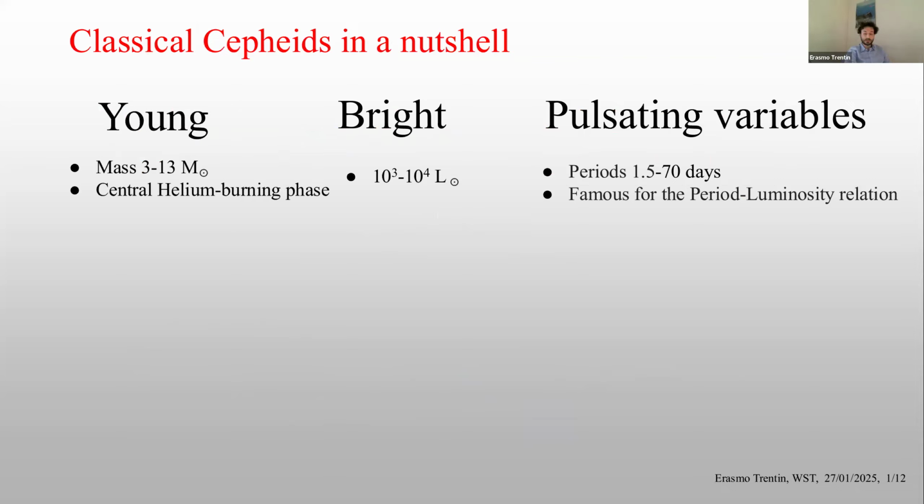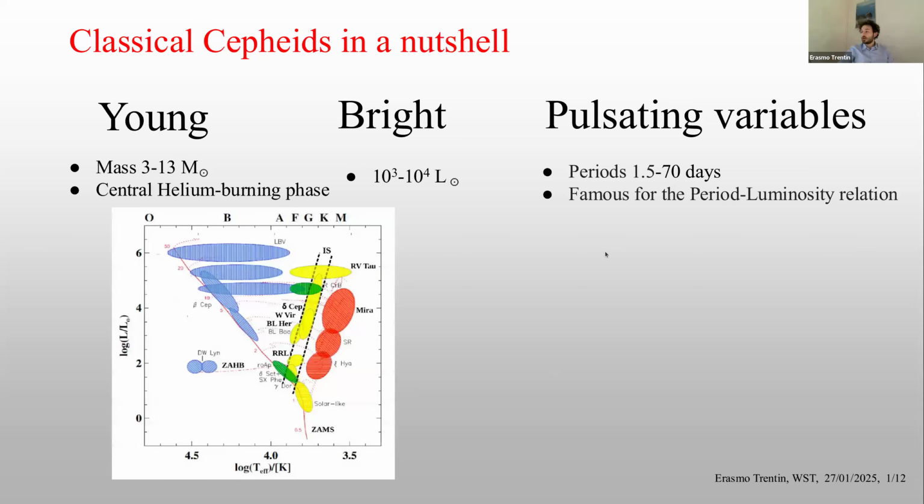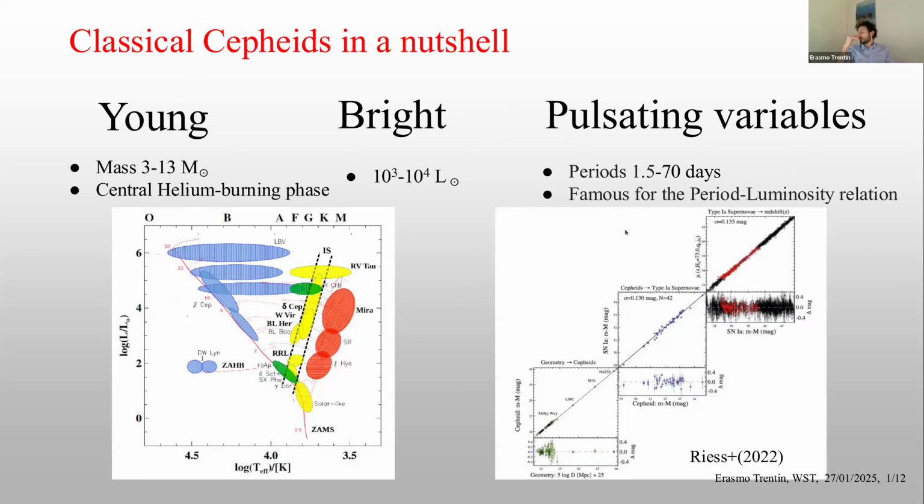They're bright, so it means that they are relatively easy to observe. As you can see in this HR diagram, I guess most of us have already seen this diagram several times. Delta Cepheids are located among the brightest stellar objects that we can observe.